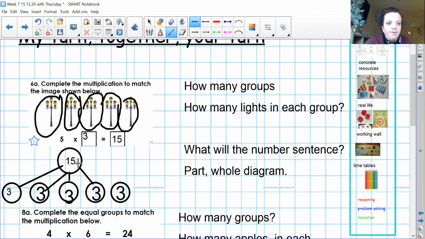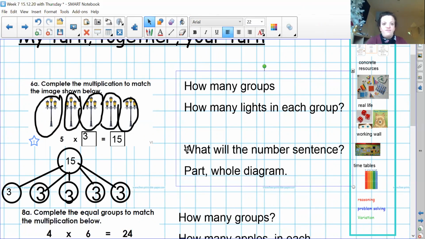So that's what your part whole should look like this afternoon, and that's what your number sentence should be as well.